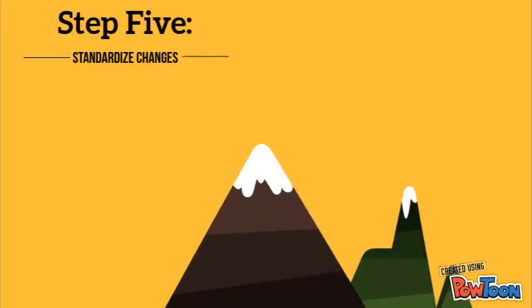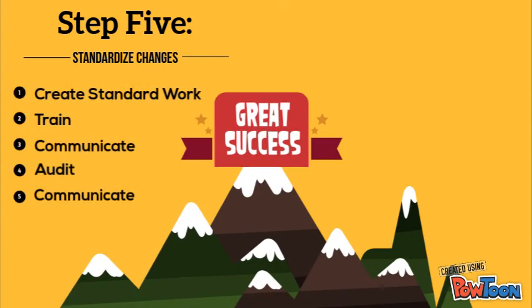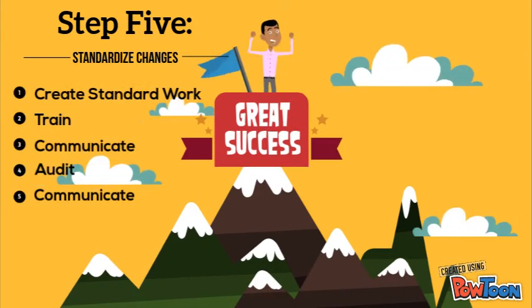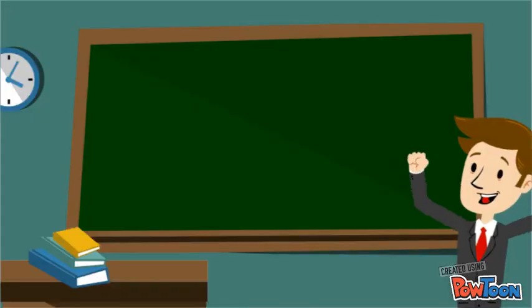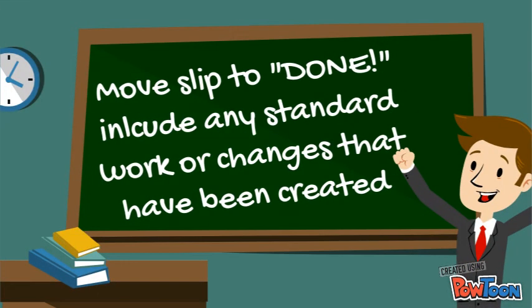Step 5. Standardize changes. Create standard work, train, communicate, audit, and communicate again. Do not underestimate the power of this step. Once the new process is rolled out, move the slip to Done. Be sure to include any standard work or changes that have been created.